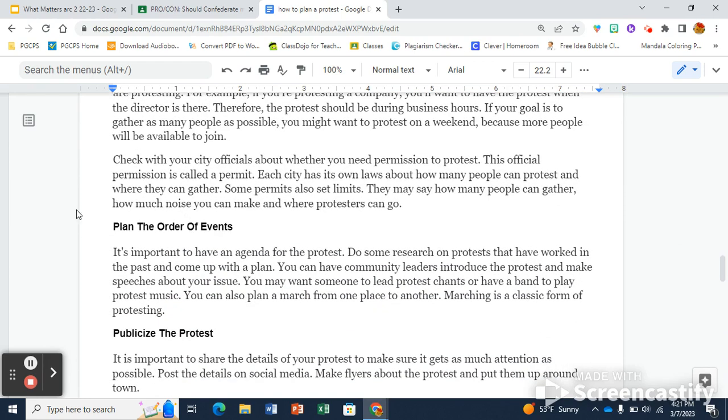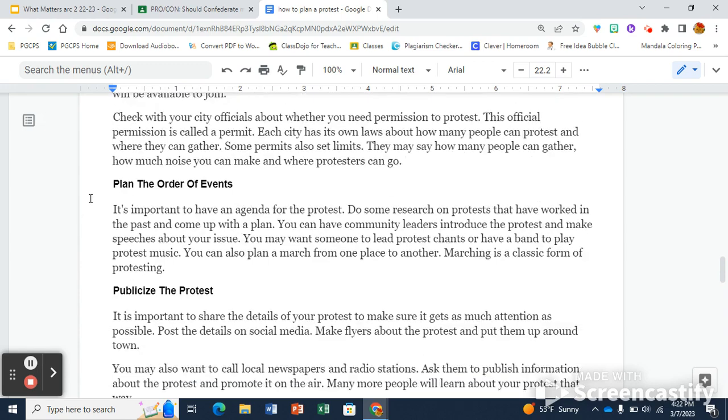Check with your city officials about whether you need permission to protest. This official permission is called a permit. Each city has its own laws about how many people can protest and where they can gather. Some permits also set limits. They may say how many people can gather, how much noise you can make, and where protesters can go.